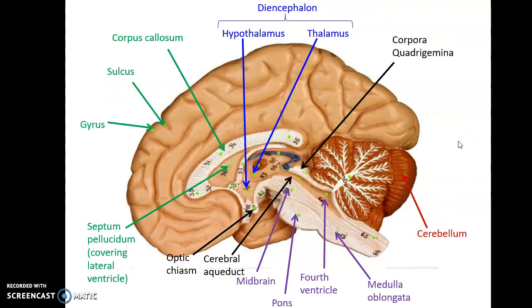Again, the mid-sagittal view of the brain. This includes most of the stuff you need to know for the mid-sagittal view. Covered all of them pretty much already, but here's a good all of them together sort of view.